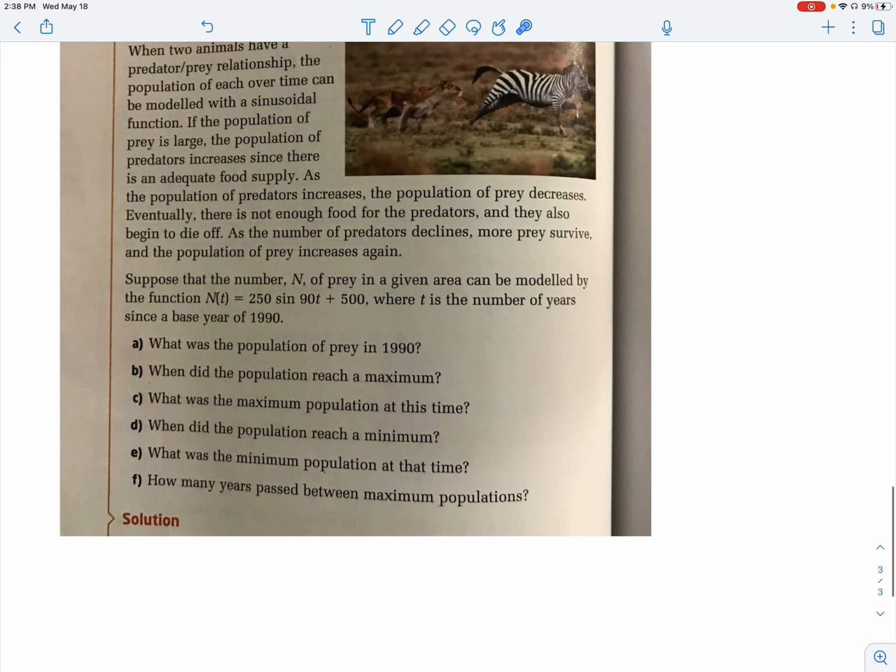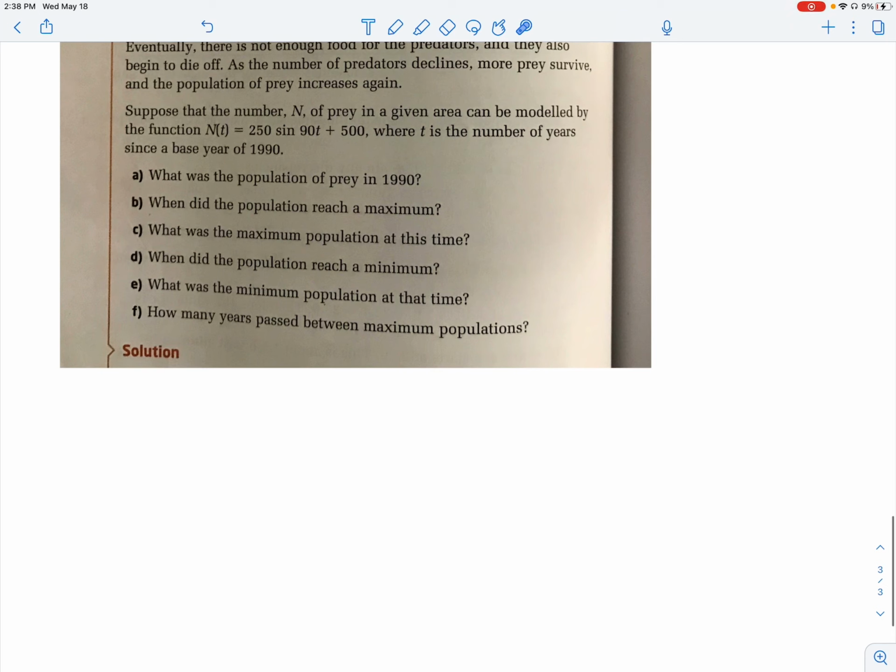Suppose the number n of prey in a given area could be modeled by this function here. So this is for the number of prey, where t is the number of years since a base year of 1990. So year 1990 would be time 0. Okay, what was the population of prey in 1990? So let's go ahead, we'll start answering this.